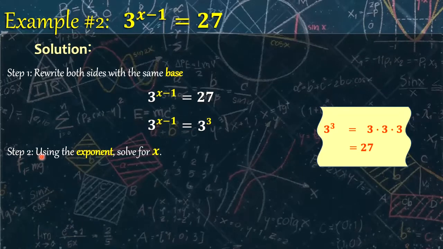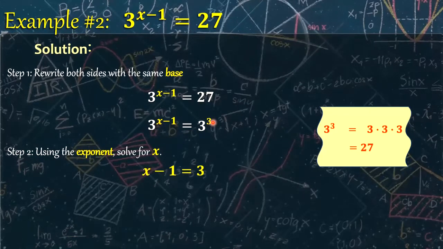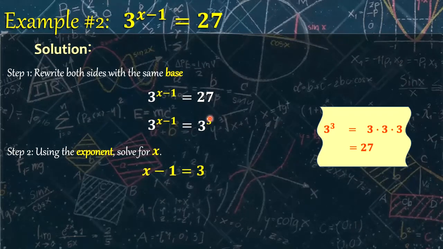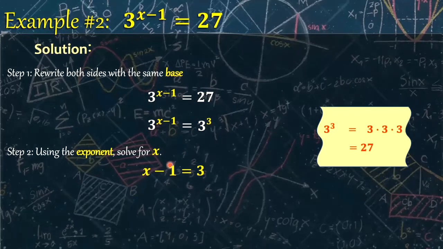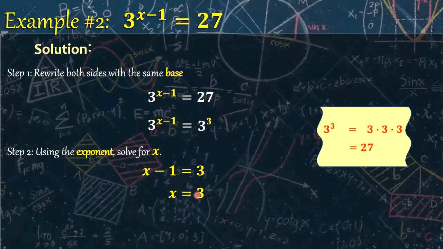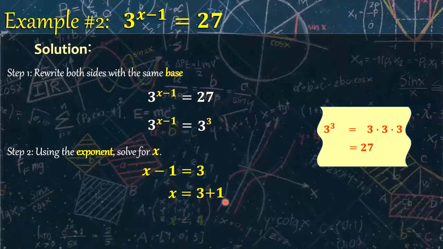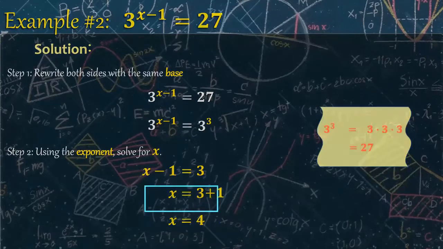Step 2, solve for x using the exponent. So let's just retain the exponent. Copy the exponent on the left side, we have x minus 1, and the exponent on the right side of the equal sign is 3. So what's the next process? Transpose negative 1 to the right side. Don't forget to change the sign. From negative, it becomes positive. So simplify, 3 plus 1 is 4, therefore x is equal to 4.